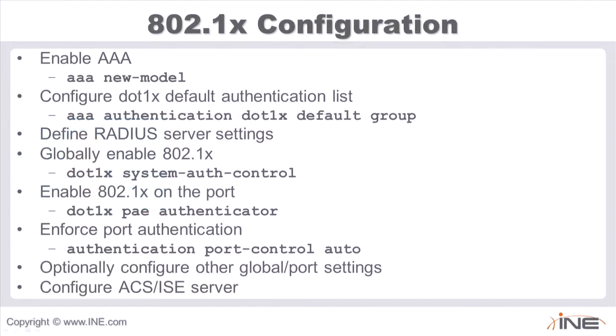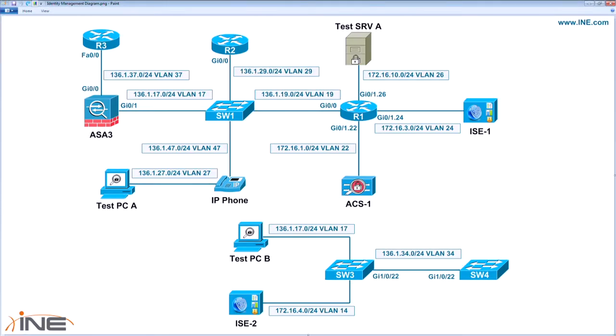Let's have a look at the diagram and see what I want to achieve. Basically, I'm going to use 802.1x on testPCA to authenticate. But testPCA is connected to the IP phone, because the IP phone has a two-port switch, and the IP phone is actually connected to switch 1. And switch 1 will be speaking RADIUS with the ISE server.